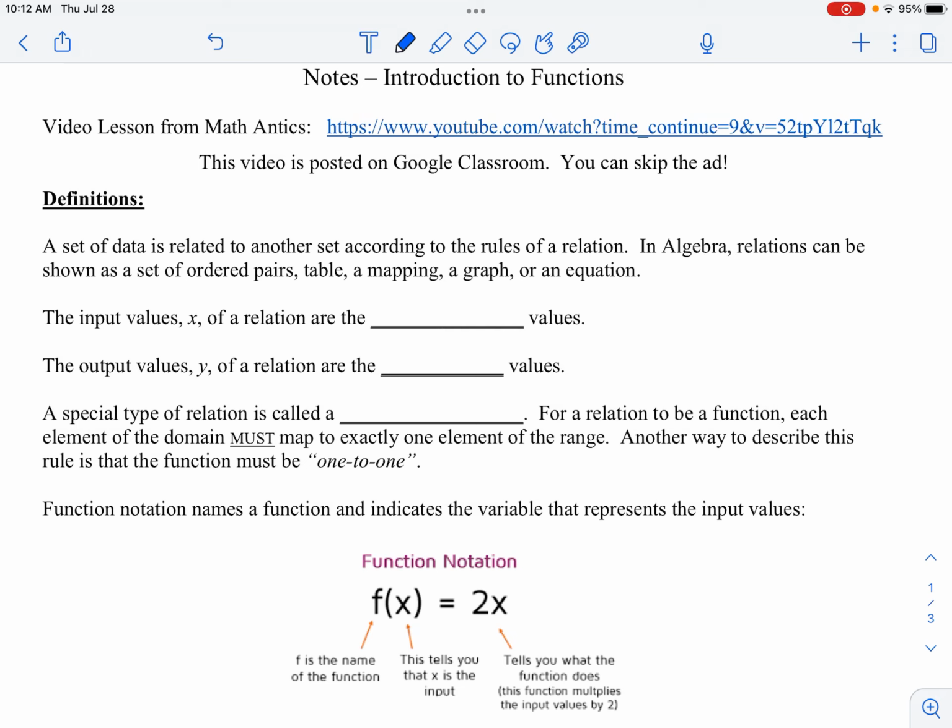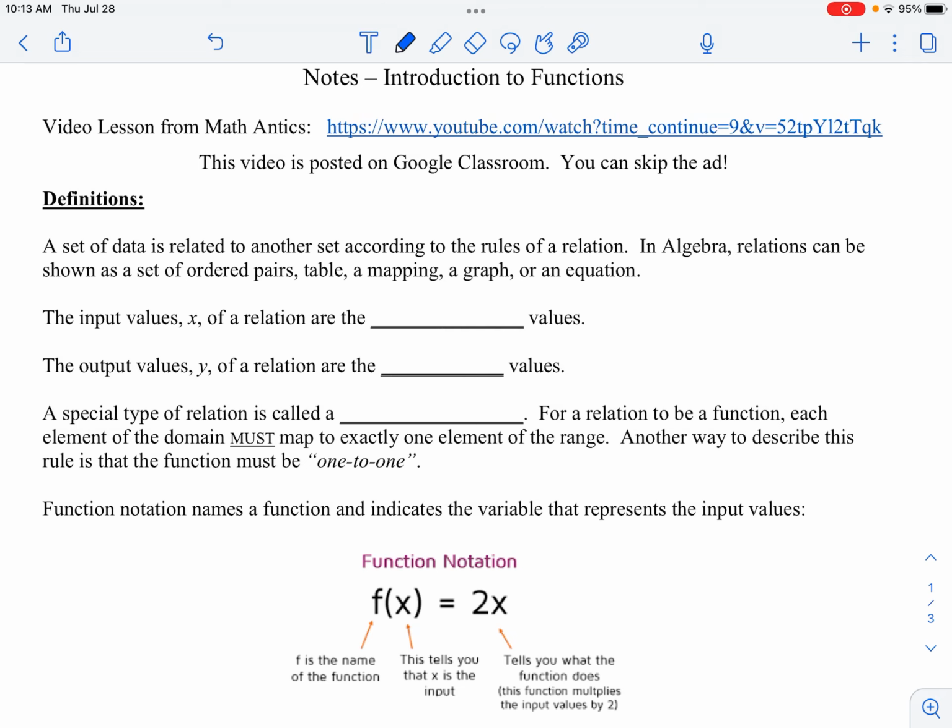All right, so let's go through our definitions. A set of data is related to another set according to the rules of a relation. In algebra, relations can be shown as a set of ordered pairs, a table, a mapping, a graph, or an equation. So there's lots of different representations of relations.